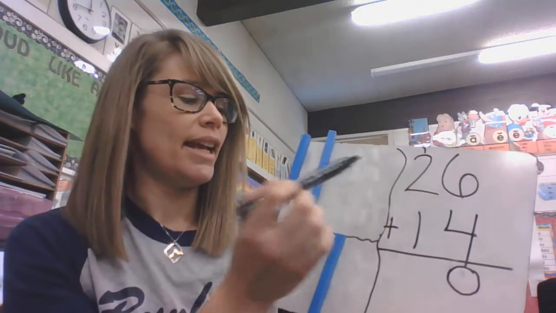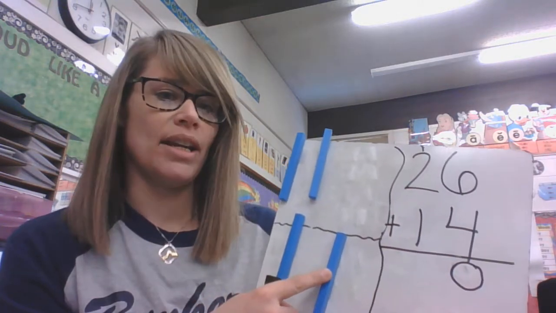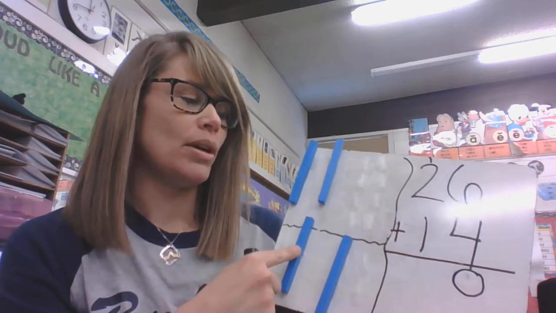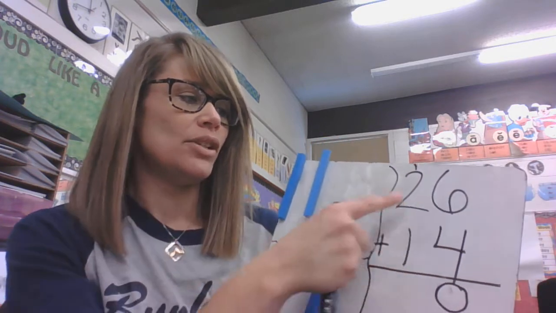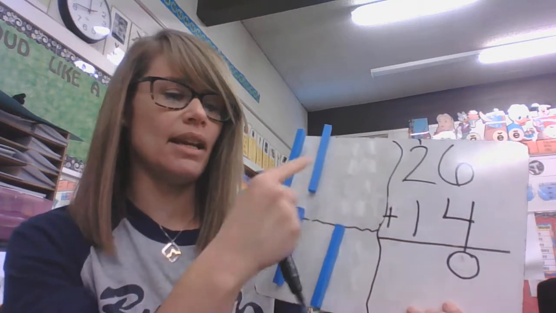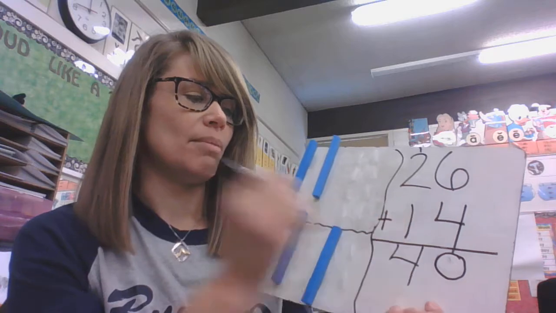Okay? So now I had my 1 ten that I traded, my 2 tens from the number 26 and my 1 ten from the number 14. So 2 tens plus 1 ten plus 1 ten equals how many tens altogether? 4. So my answer is 40. Okay, let's try another one.